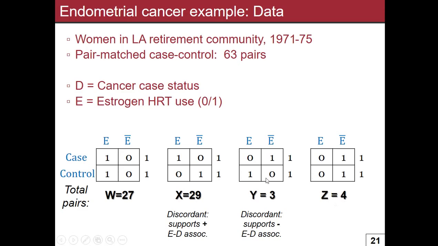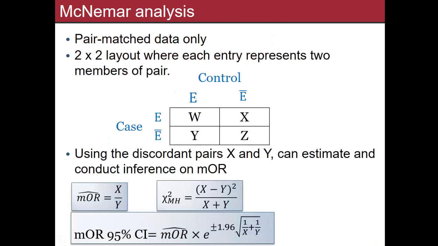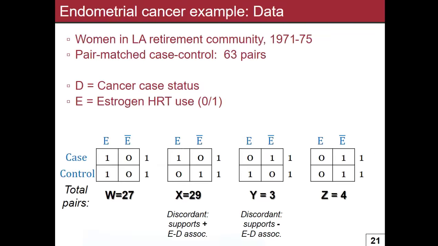And here we have 29 situations where the case was exposed and the control wasn't, compared to the opposite 3, where the control was exposed and the case was not. So you look at this and say, wow, look at that. Exposure is really, really associated with being an endometrial cancer case. That's pretty remarkable.